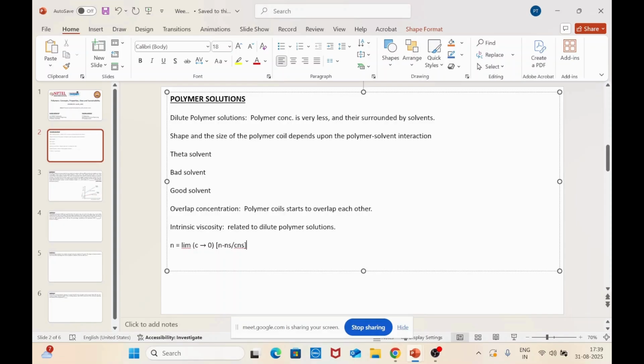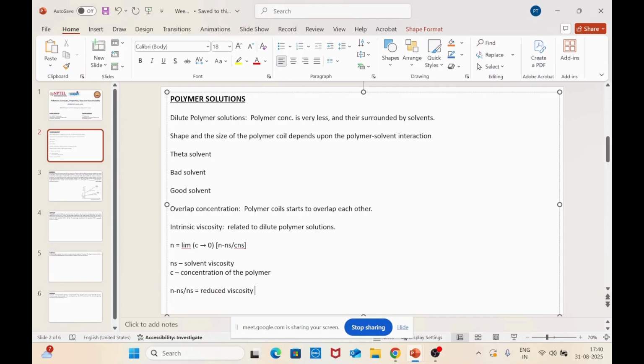So this intrinsic viscosity is nothing but the viscosity of the polymer solution at a very low concentration of the polymer. And here eta s is the viscosity of the solvent, and C is the concentration of the polymer. The term (eta minus eta s) by eta s is called the reduced viscosity.